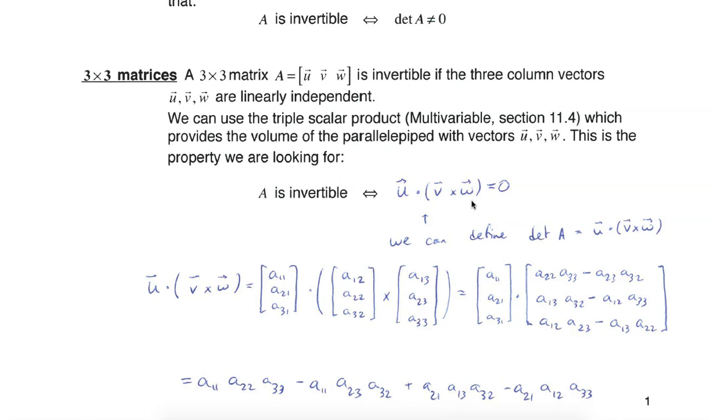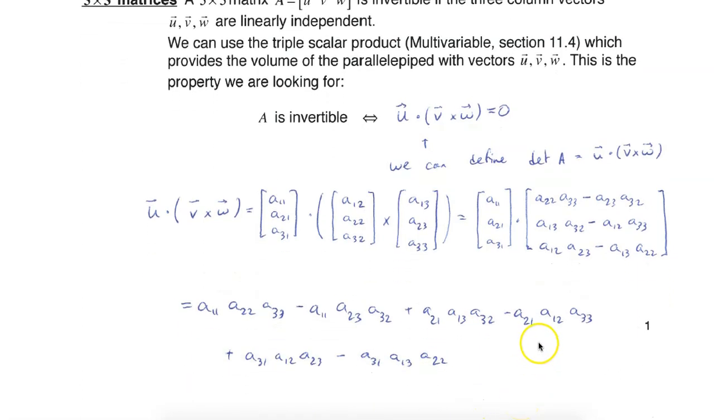So let's see what this is if we expand. U is A11, A21, A31, V is A12, A22, A32, etc. If we expand, this is what we get in the end, this long expression with 6 terms. So that's what we're going to pick for the determinant because it fits our goal.